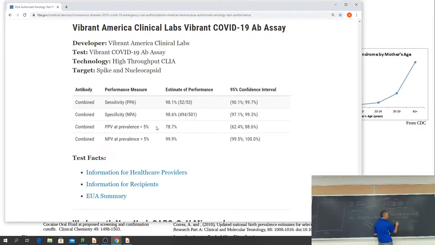Now we can find the probability that we have it given that we tested positive. That's going to be this part. We want the proportion of this part out of the total. So 0.4 times 0.981 over the total.